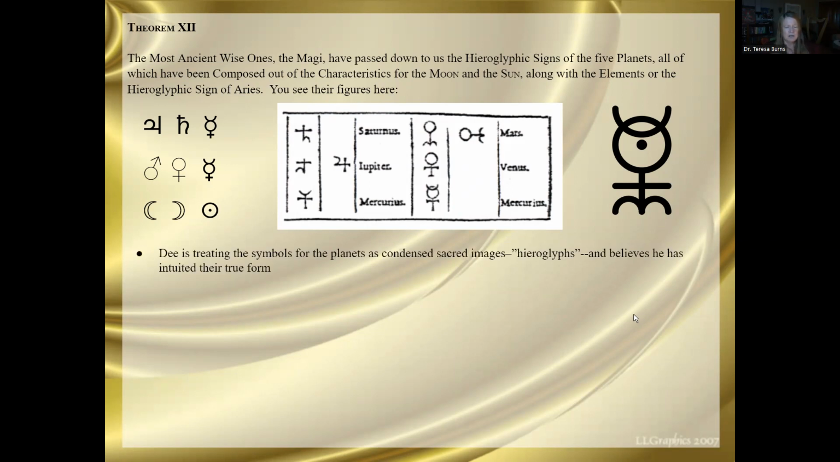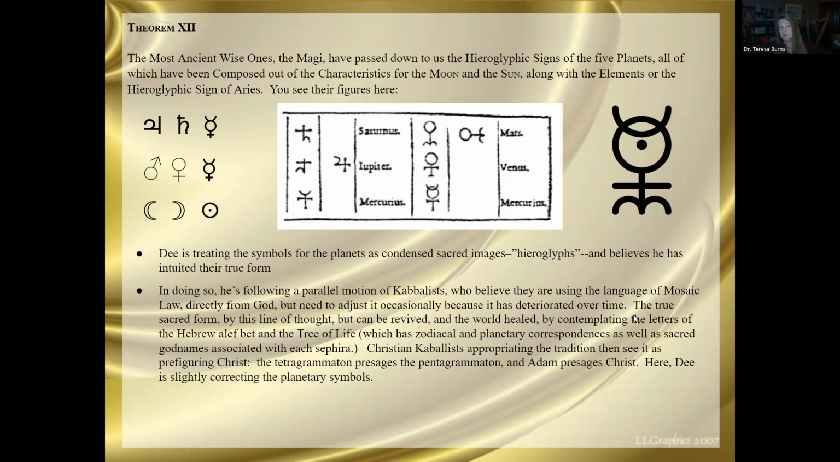So we talked in the last video about how he's treating the symbols for the planets as condensed sacred images. There's also a link below to a video on what he means by hieroglyph, but it's not an Egyptian hieroglyph. It's a sacred condensed image. And he's intuited, or had revealed to him, their true form, because he's doing this parallel action to what the Kabbalists have done with Hebrew and with different structures on the tree of life.